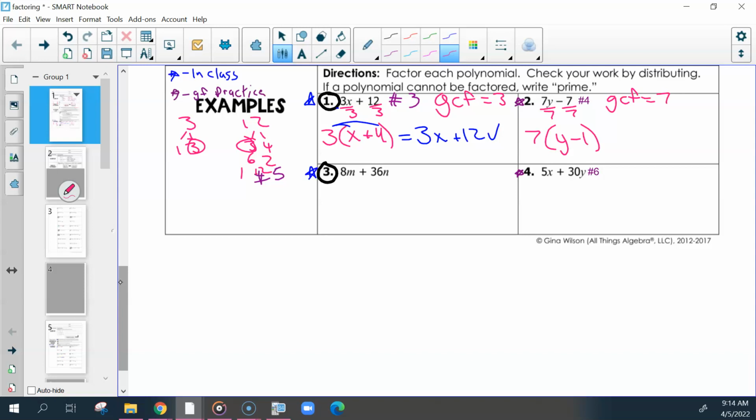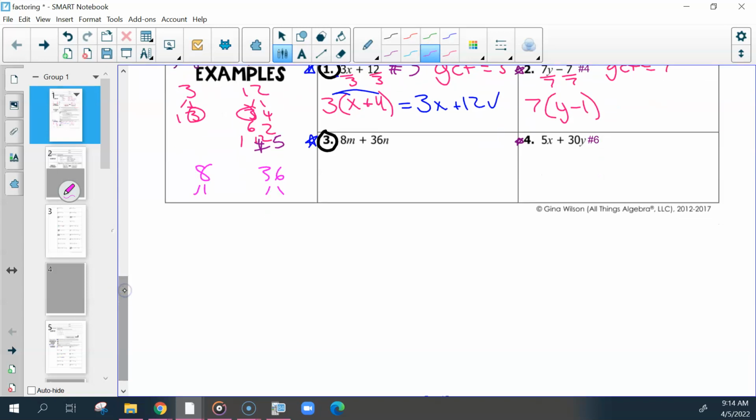Again, you could do your factor tree, or you could just think about your factors, whichever one works best for you. You don't have to do this if you know your factors really well, but if you don't, that's okay. So we do like 4. 4 would work. I'm still going to do this, but 4 would work. What are factors of 8? 4 and 2. And 1 and 8. Factors of 36.